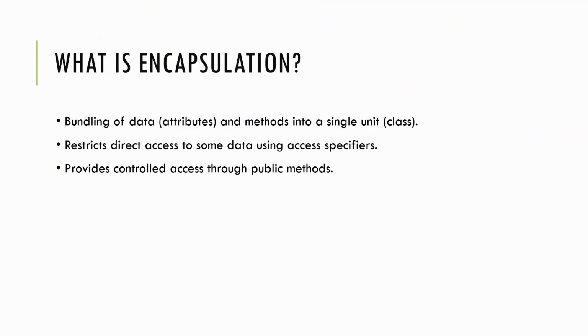Encapsulation is one of the fundamental principles of OOP. It involves bundling both data, also known as attributes, and methods, which are functions that operate on the data, into a single unit or class. This means that the internal details of an object are hidden from the outside world. Encapsulation also allows controlled access to these details through public methods, which leads to more secure and manageable code.